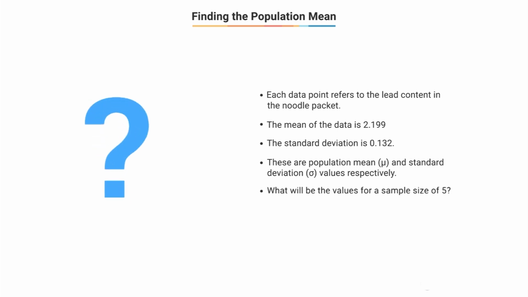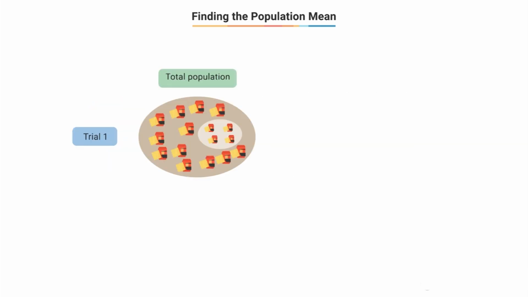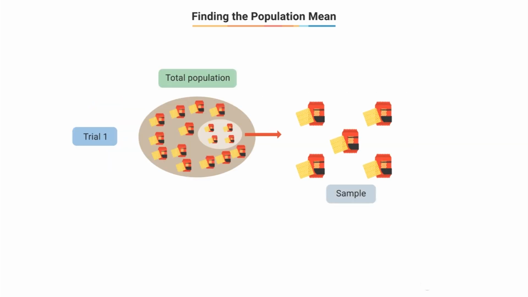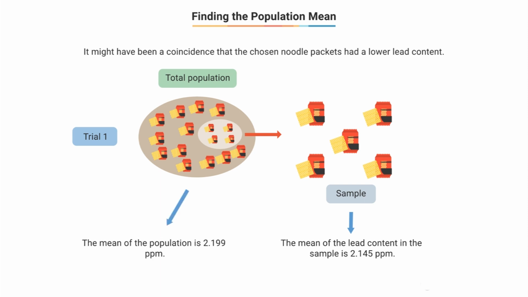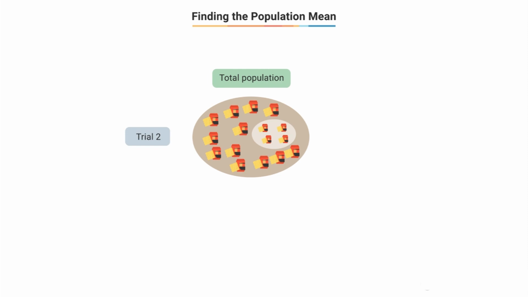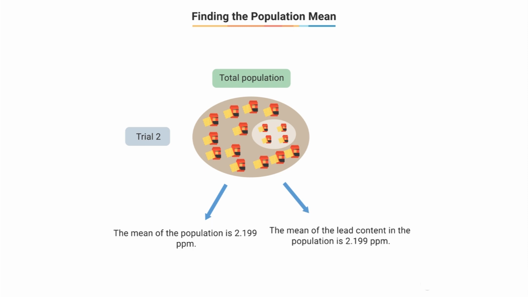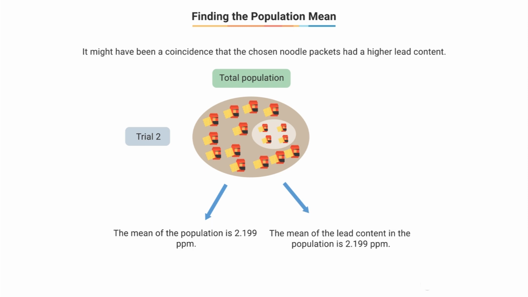But for now, let's take a small sample size of 5 and see what its parameters are. So we randomly choose 5 noodle packets out of 30,000 and we find out that the mean of their lead content is 2.145 ppm. But this is a little far away from the actual population mean, which was 2.199. It might have happened that we coincidentally chose noodle packets with lower lead content. Let's take another example. This time the mean comes out to be 2.27 ppm, which is quite higher than the population mean. Again, it looks like we coincidentally chose noodle packets having higher lead content.